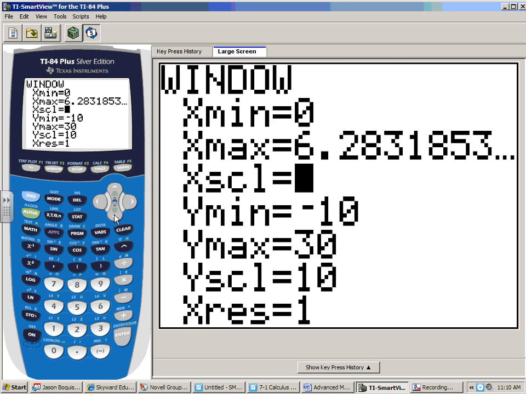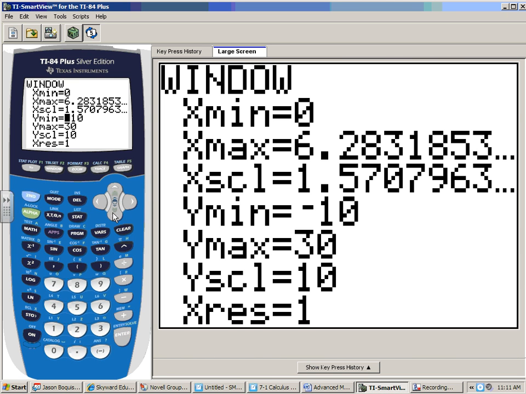X scale being 1, you could leave it there if you want. I personally would change it so it looks better. Change it to something like pi over 2, because then every tick mark I see is pi over 2, and we know that's an important part of the unit circle, right? You could try zoom trig. I have not played around with that all that much. I'm not sure exactly what it would do. I don't know if it goes 0 to 2 pi or not.